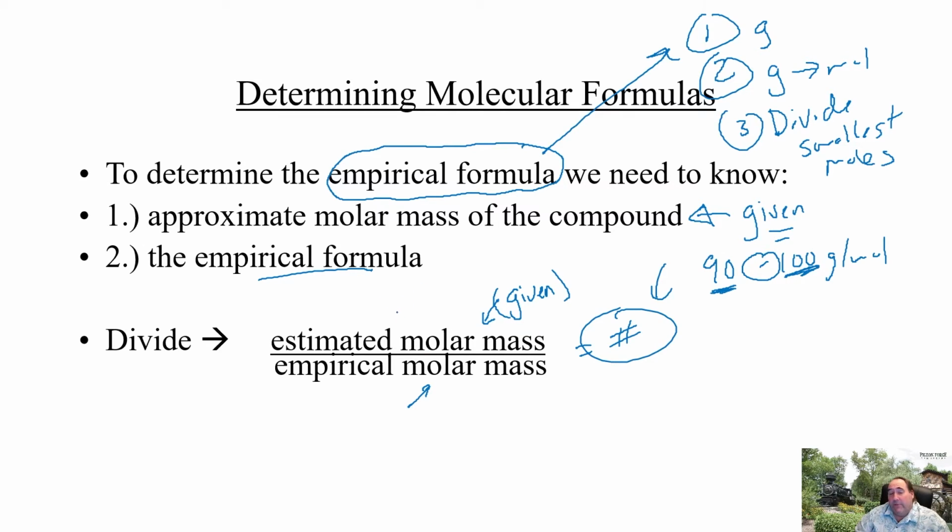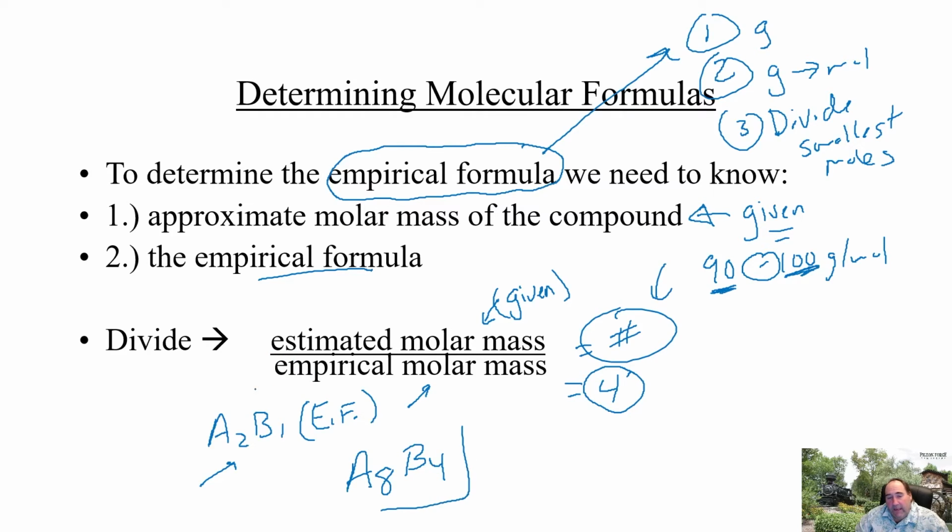What do you do with that number? Let's just say hypothetically we do this and we get a 4. And let's say we had one of those earlier empirical formulas like A2B1. This is my empirical formula. You would then take the number you got and multiply everybody in the empirical formula by it. In my example, that would give me A8B4, and that will turn your empirical formula into your molecular formula.